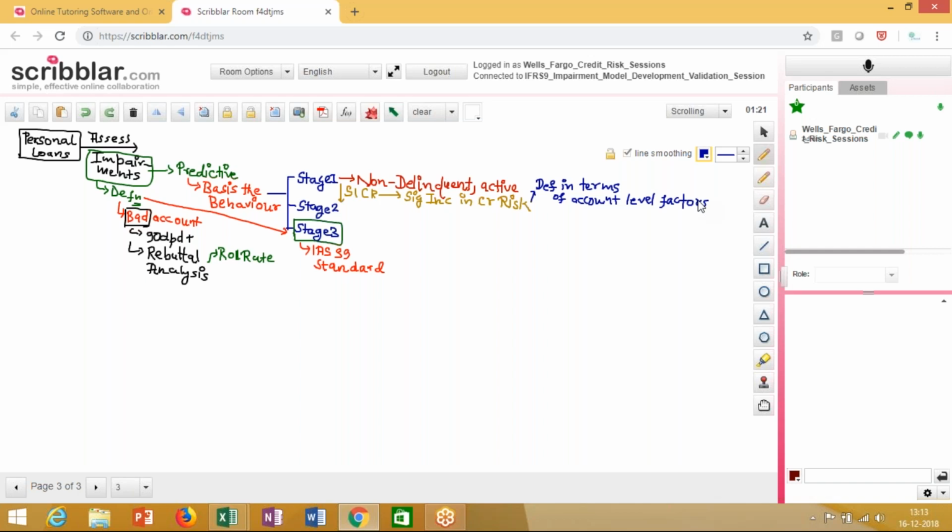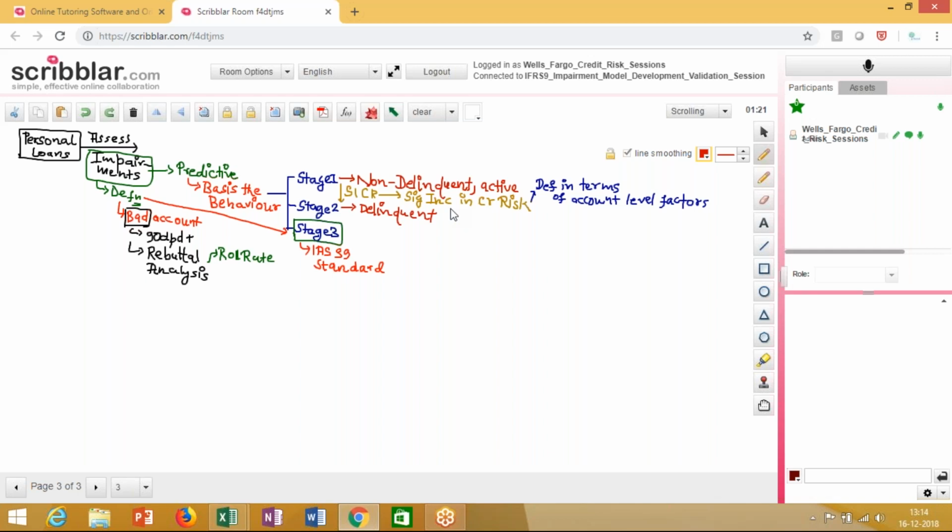Okay, so once an account falls into stage two, what happens? These accounts are delinquent, but they are not impaired. So from stage one to stage two, they have moved, right? From non-delinquent, they have now become delinquent and they have a significant increase in credit risk.